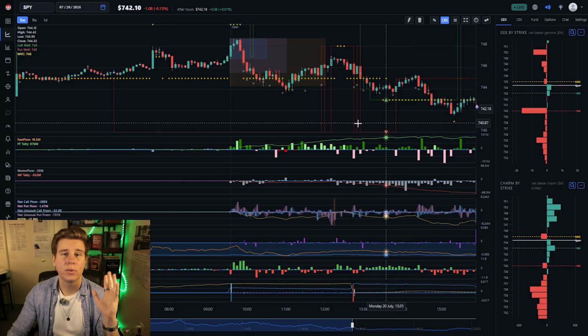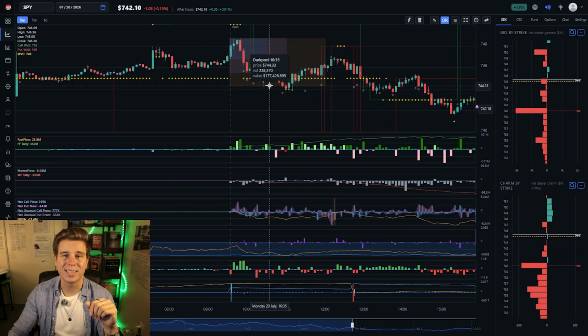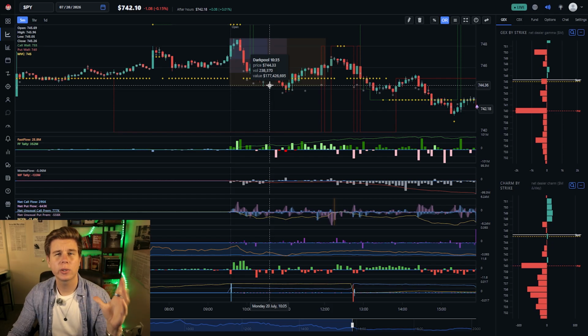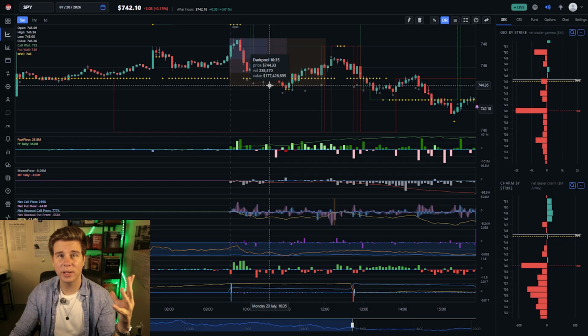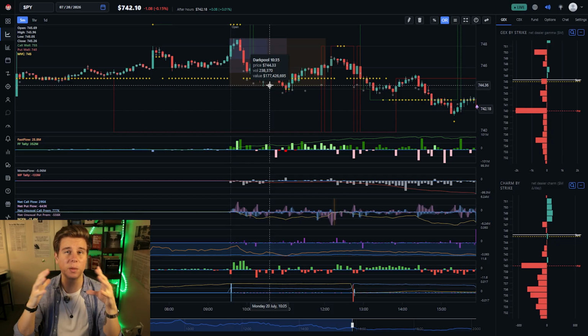Next up, we have dark pools, which are these little gray circles right here. If you hover over them, you can see the size of each dark pool. Dark pools are basically private trading venues where large institutional transactions take place and they are anonymous. And keep in mind, each dark pool has both a buyer and a seller. So it is a complete transaction.